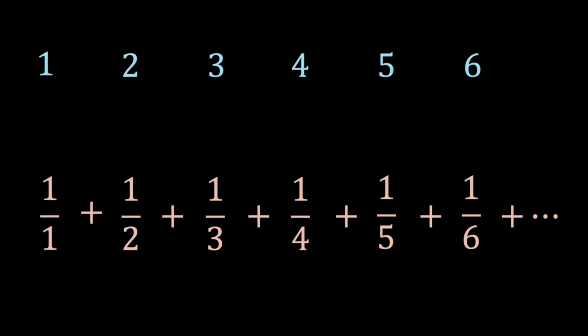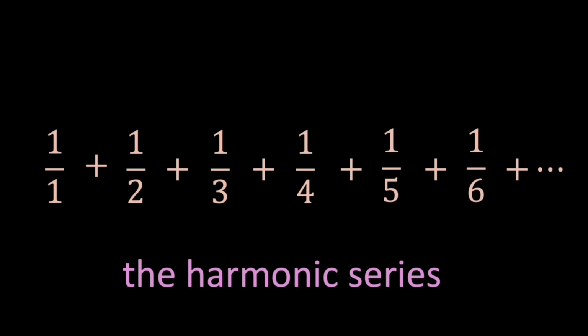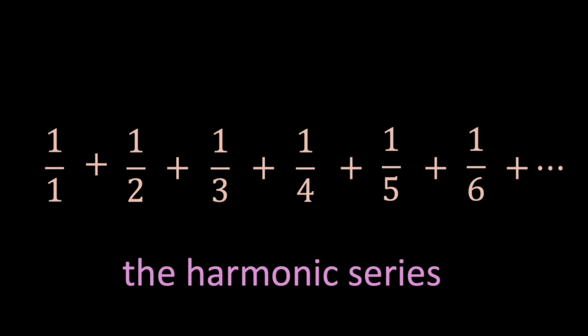What if we take the same positive integers 1, 2, 3, 4, 5, 6 and so on, but instead of adding them directly, we add their reciprocals? This is known as the harmonic series, and at first glance it seems very different. The numbers we're adding are getting smaller and smaller.